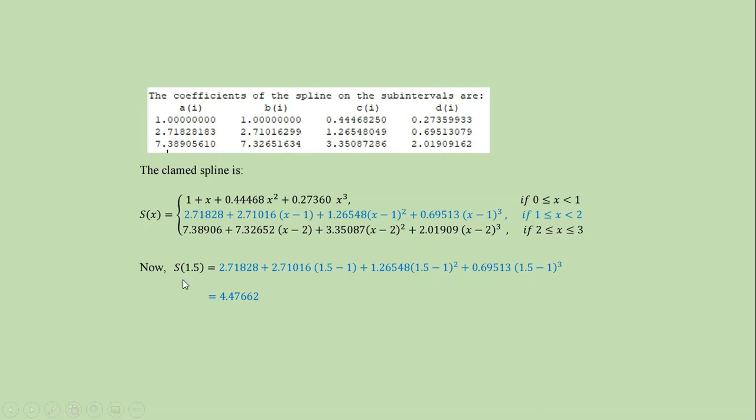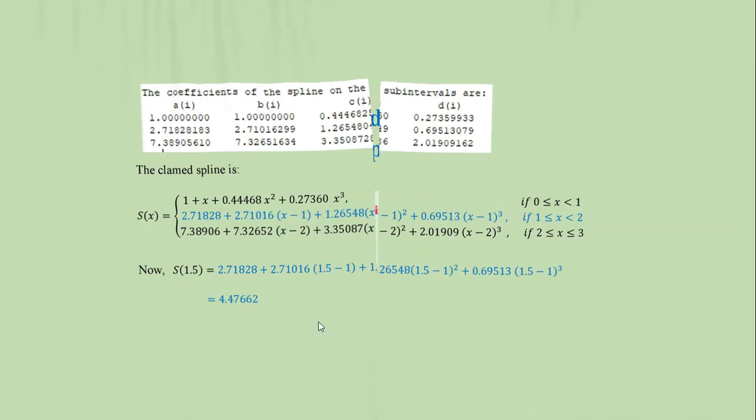Now, to approximate the value of s of 1.5, we need to select this polynomial because 1.5 is in this interval. So plug x equals 1.5 here, and after calculation you will get 4.47. Thanks for watching.